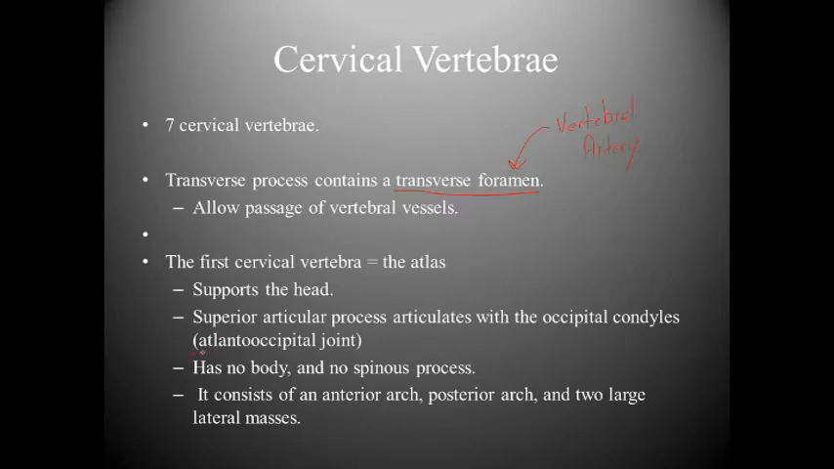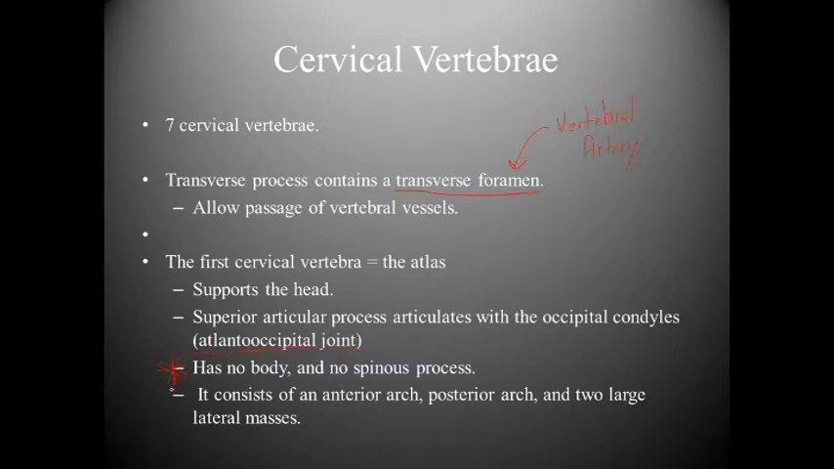Keep this big word in mind. The atlanto-occipital joint means the articulation between the atlas and the occipital bone. It has no body and no spinous process, so it's unlike all the other vertebrae in that it doesn't have these two things. So put a star beside this, because it's very important to differentiate between the atlas, the axis, and all the rest of the cervical vertebrae.